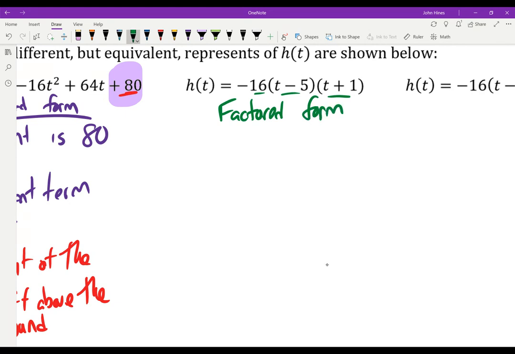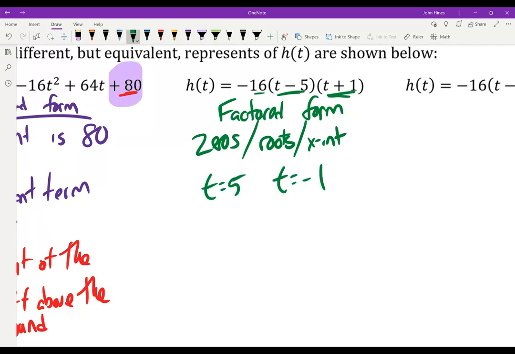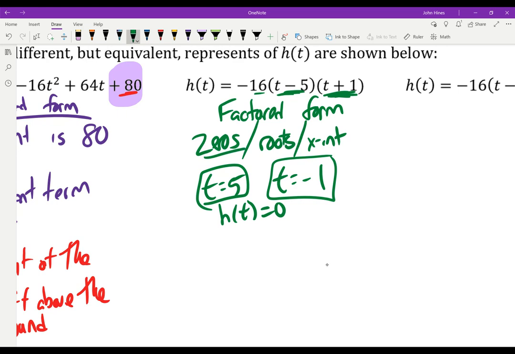Factored form tells us our zeros. Well, what's another word for zero? The roots. What's another word for roots? The x-intercepts. It tells me where I cross the x-axis. Those important points of the parabola are related to its factors. So in this case, if we use the zero product property, we get t equals 5 and t equals -1. That's when h of t equals 0. What makes that factor 0? 5 minus 5 is 0, and -1 plus 1 is 0. So I find my zeros by factoring.